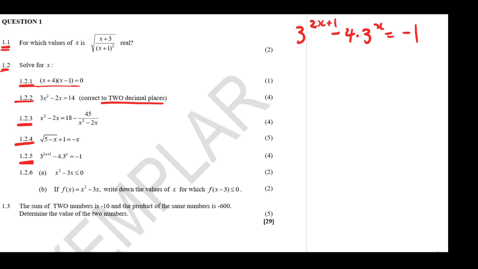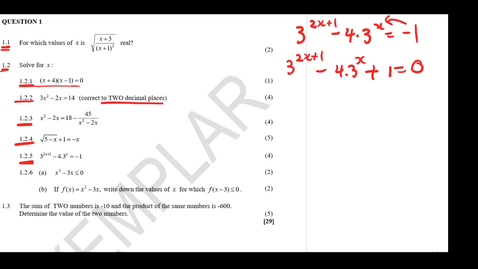So the first step you do here, you write it in standard form. What do I mean by that? You write it in the form of ax squared plus bx plus c equals 0. So this is a standard form, right? For us to do that, we need to transpose this minus 1 to the other side so that we write it properly. So it's going to be 3 to the power of 2x plus 1 minus 4 multiplied by 3 to the power of x plus 1 equals 0. So now it's in standard form, right?